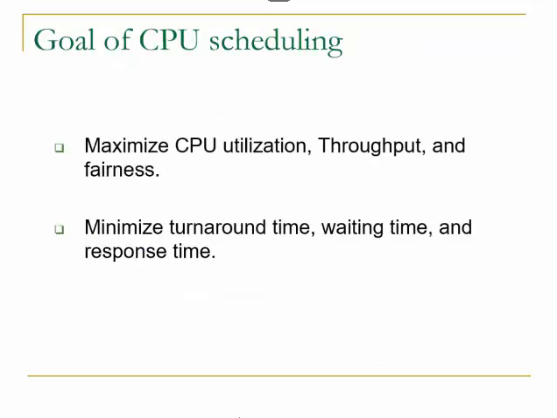Then we come to the goals of CPU scheduling. The primary goal of CPU scheduling is to maximize CPU utilization. We have to utilize the CPU as much as possible. We also want to maximize throughput, and fairness, so that all processes get executed fairly. We minimize the turnaround time, the amount of time in which a process gets completed, and the waiting time, the amount of time a process waits. And response time, the time a process takes to respond to the system, we have to minimize as well.